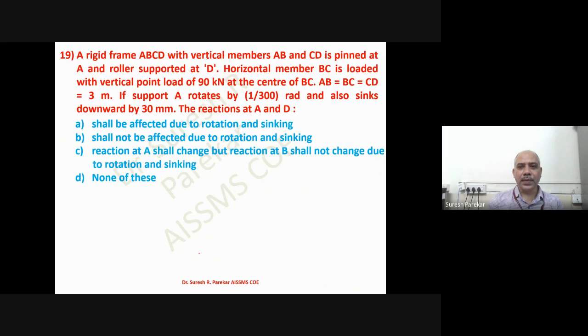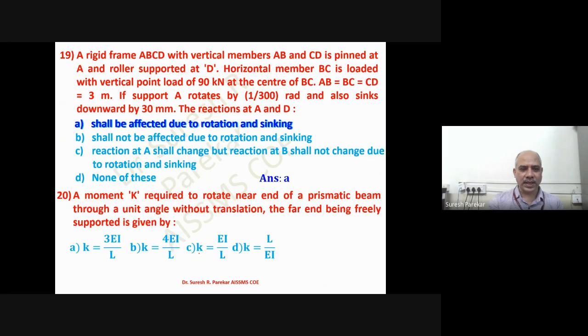And a rigid beam ABCD is given, and in this one we are going to get the option, shall be affected due to rotation and sinking. Now if we have the farther end here, that is mentioned, the farther end is freely supported, and that is given 3EI by L.